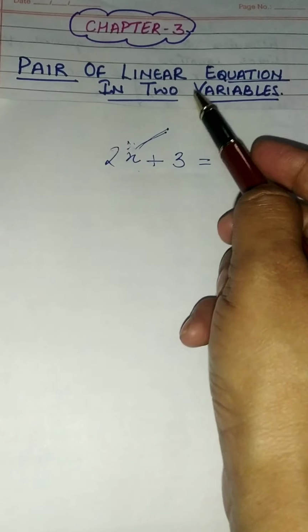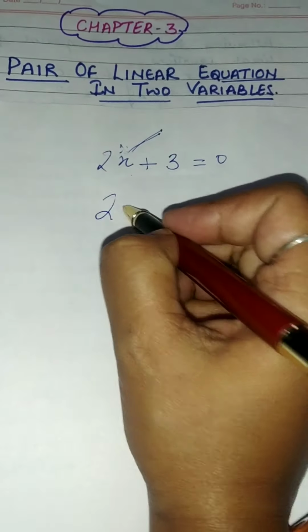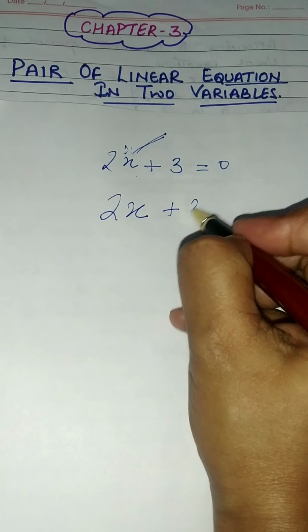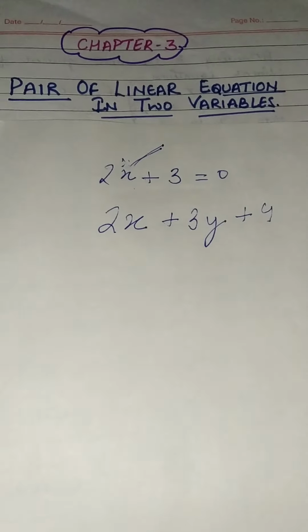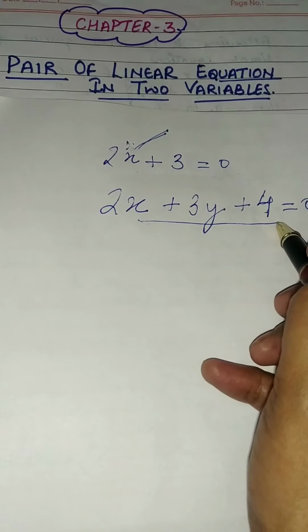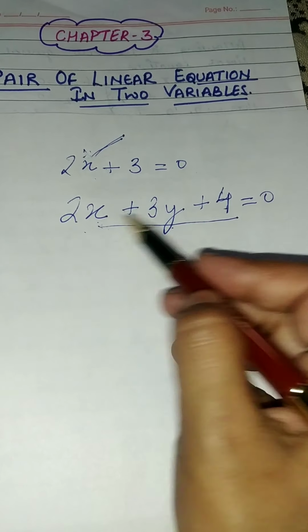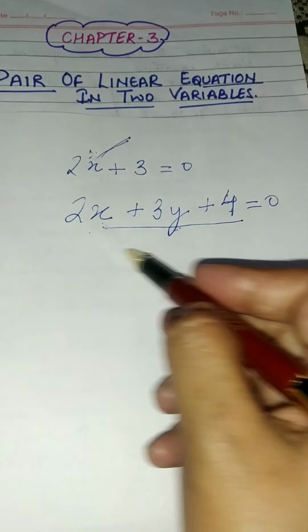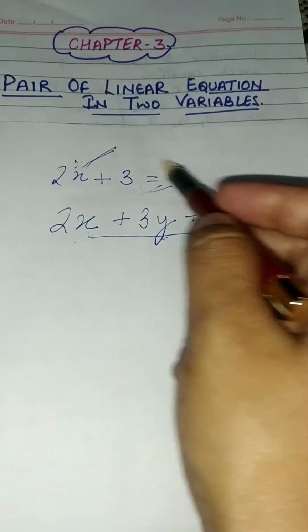So what is a linear equation in two variables? That we have done in class 9th. 2x plus 3y plus 4 is equal to 0. This is a linear equation in two variables. How is it a linear equation in two variables? This is x and y. Two variables are here. And this is a form of equation. When equal is there, it is a form of equation.